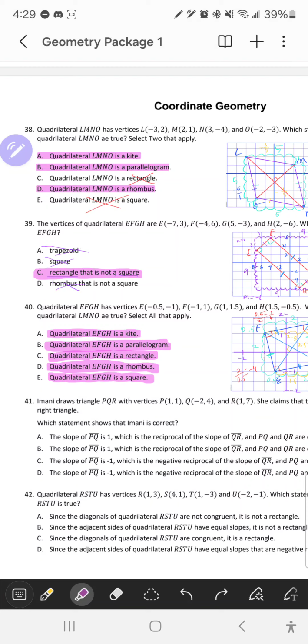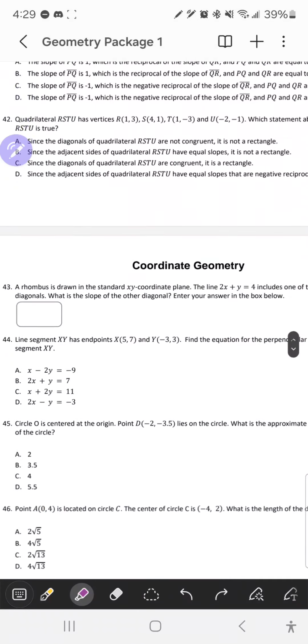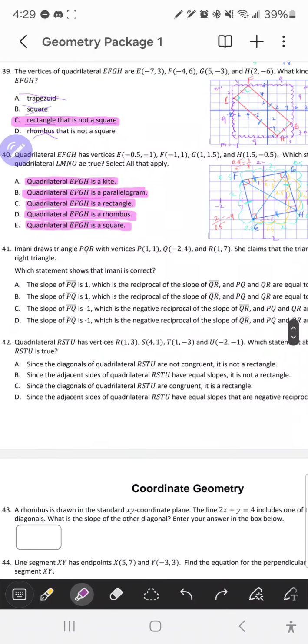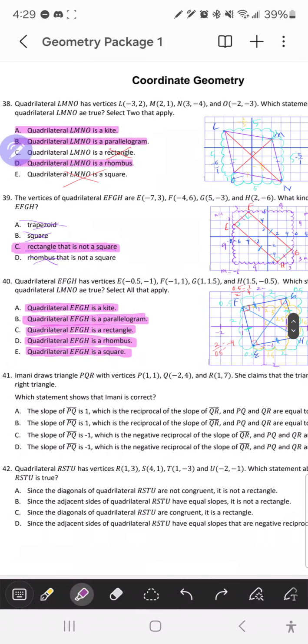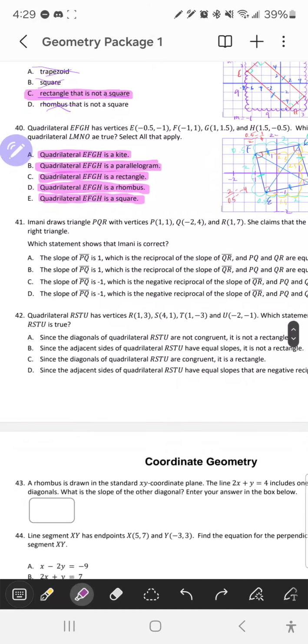I don't know if you understood this. Please text me, let me know. So I'm trying to go as fast as possible since we are behind. But let's continue now.